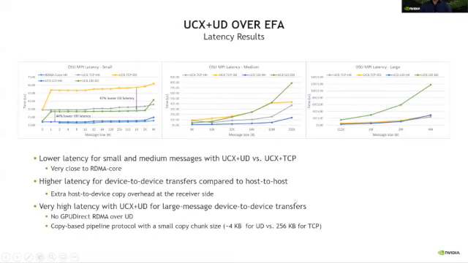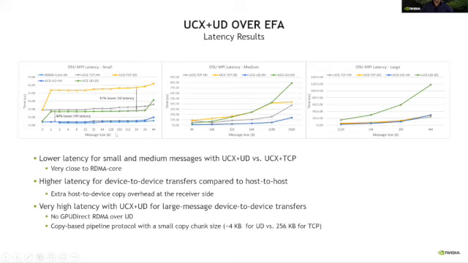Having made all these changes, here are the performance results that we got with UCX plus UD over EFA. I'm using OSU MPI latency across different message sizes, and I'm comparing the results with TCP for both host-to-host and device-to-device communications. And I'm also comparing the results with RDMA core.